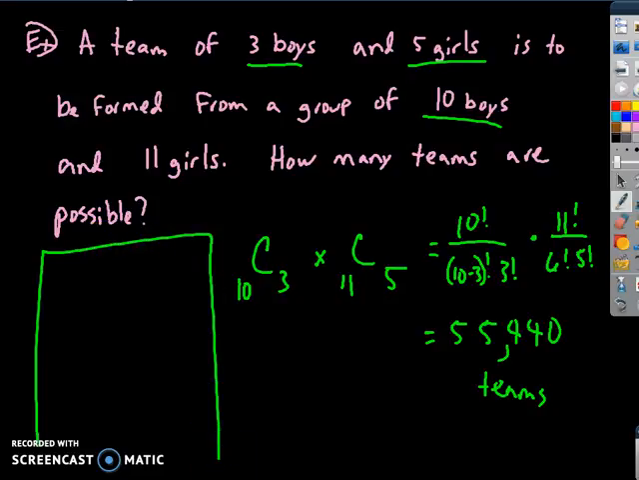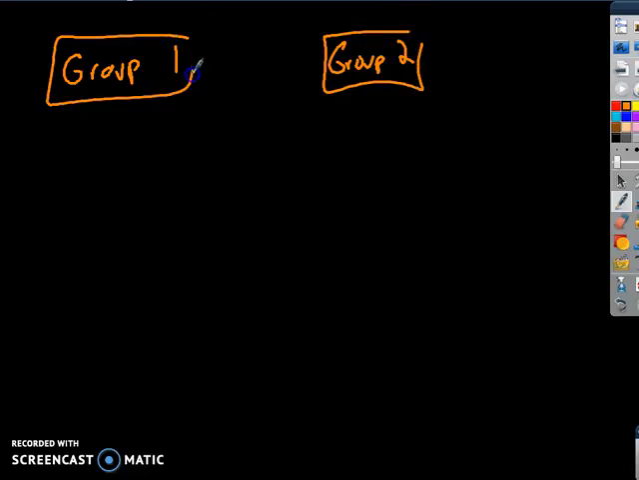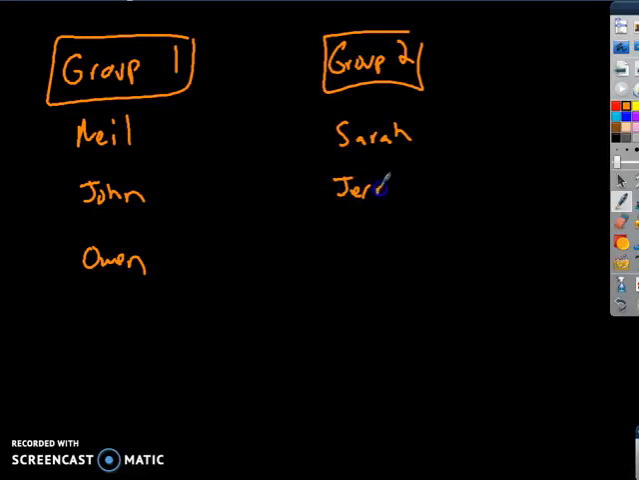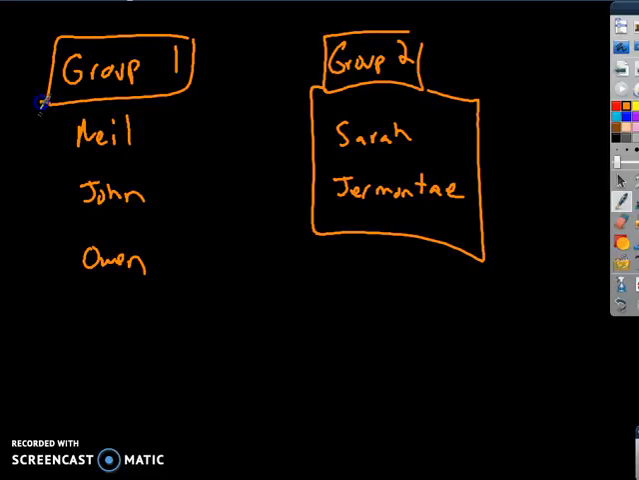I'm going to need more space than that, so I'm going to put it here. Let's say we've got 2 groups. This is group 1 and this is group 2. And these groups consist of people. Let's say in the first group we have Neil, John, and Owen. And in the second group we have Sarah and Jermaine, and just to keep it simple, we'll keep it there.